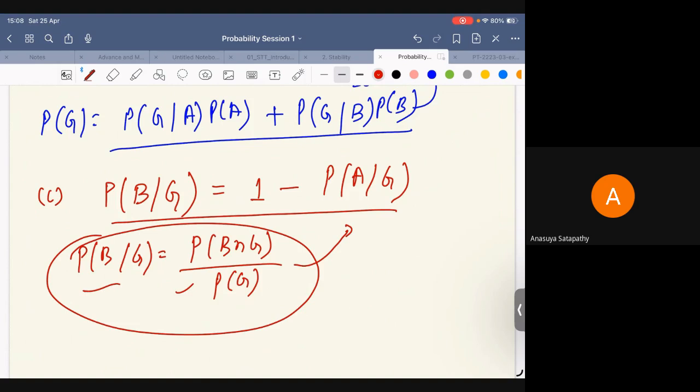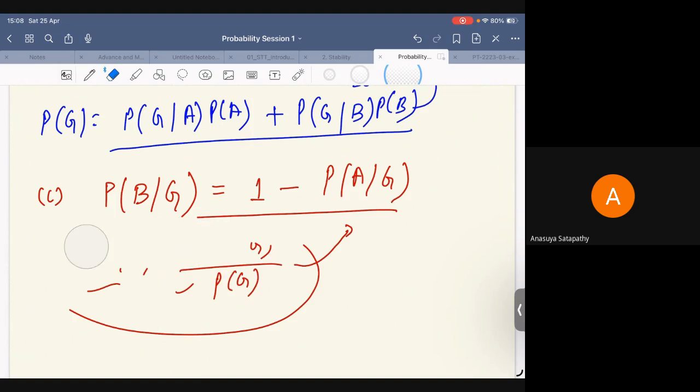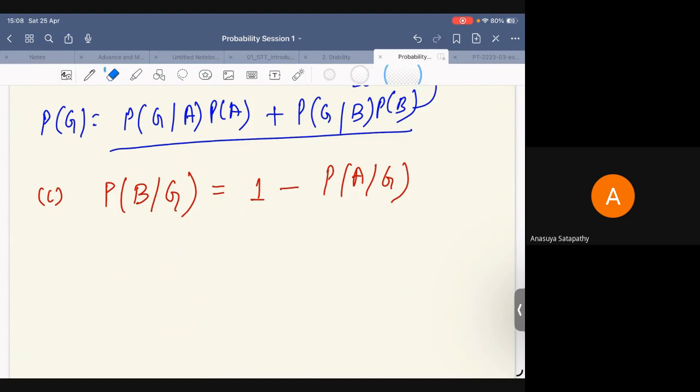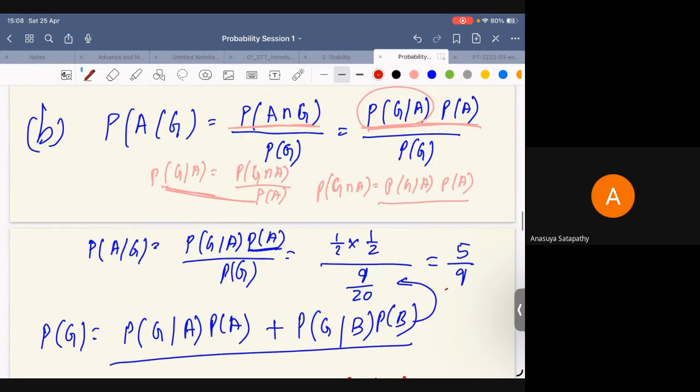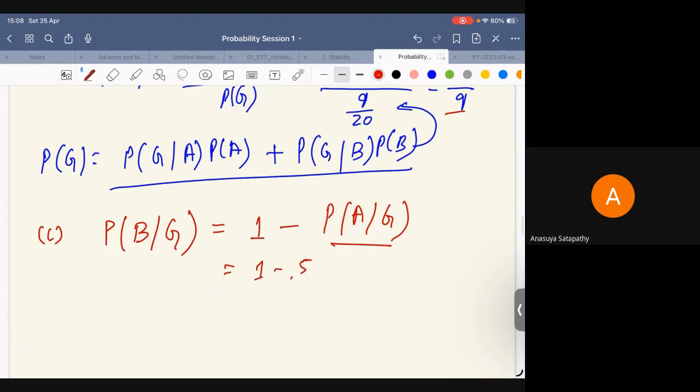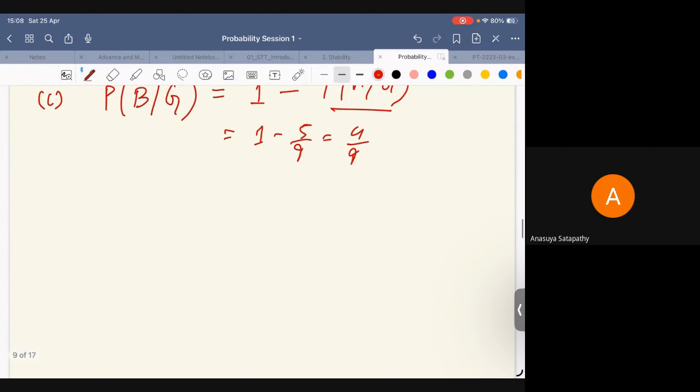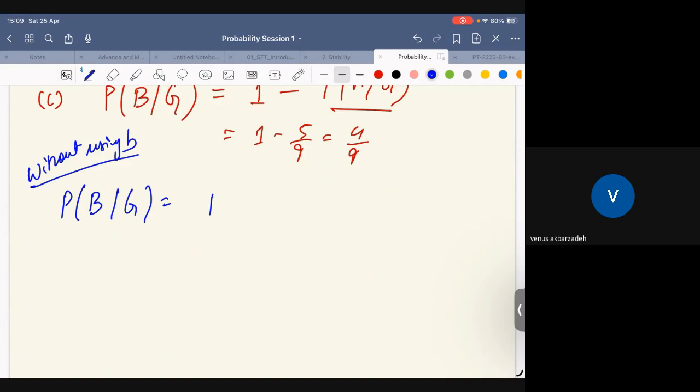But since we could have done it without using B also, how would we have done it without using B? You could have done 1 minus this. So this one we already found out from B, which is 5 by 9. So 1 minus 5 by 9 is how much? 4 by 9. But instead, for example, if you were not asked to do it using B, how would you have done it? Probability of getting A without using the formula, P of B intersection G divided by P of G.